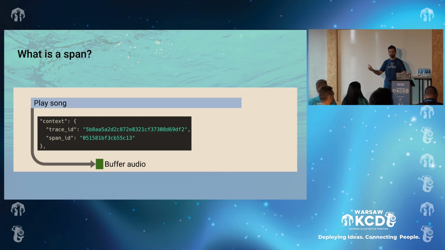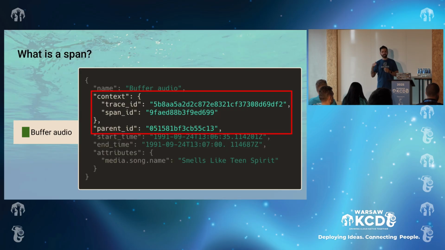And when the buffer audio span is starting, it already has a context. So I know that I have a trace ID, and I know that there is another span that is calling me. So what buffer audio actually does is set a parent ID with the span ID that is calling. The trace ID, it doesn't create a new one, it simply uses the incoming one, and it creates a new span ID to identify the buffer audio. So this is how the observability tools can correlate and have a hierarchy of the whole transaction, who calls who, and how you navigate that transaction.